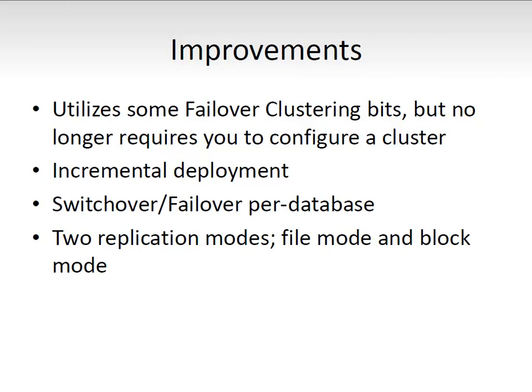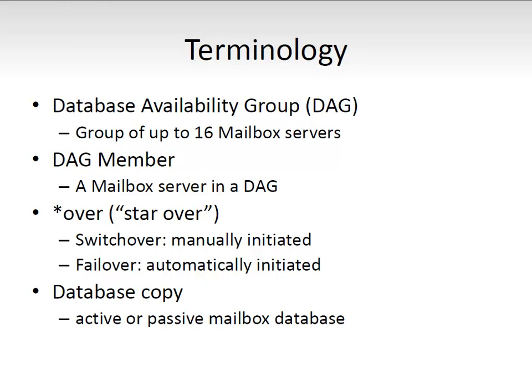As we go through the deployment of a database availability group in our test lab, there's a little bit of terminology that you just need to be familiar with that we'll use over and over again. So once again, a database availability group, or DAG, is the group of up to 16 mailbox servers working together to provide high availability. A DAG member is any one of those mailbox servers that is in the DAG.